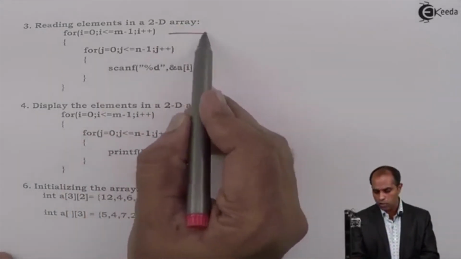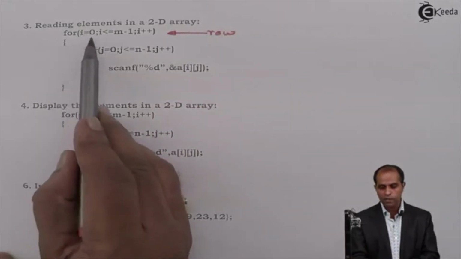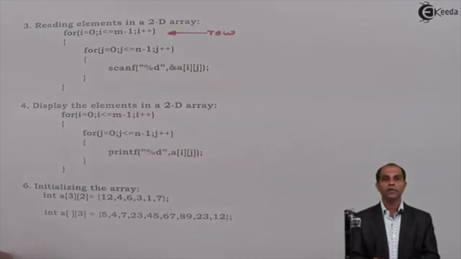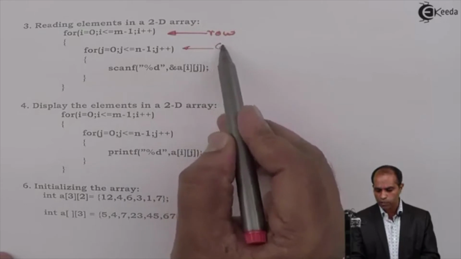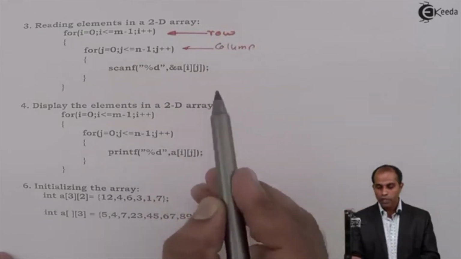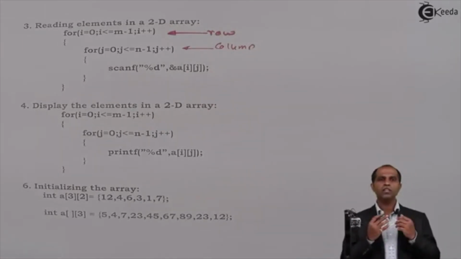Here the first loop which I have written is a row loop. Row starts with 0 and ends at m minus 1. Column starts with 0 and again ends at n minus 1. So this is my column loop. Depending upon what I do in this, it will be either a read operation or a display operation.